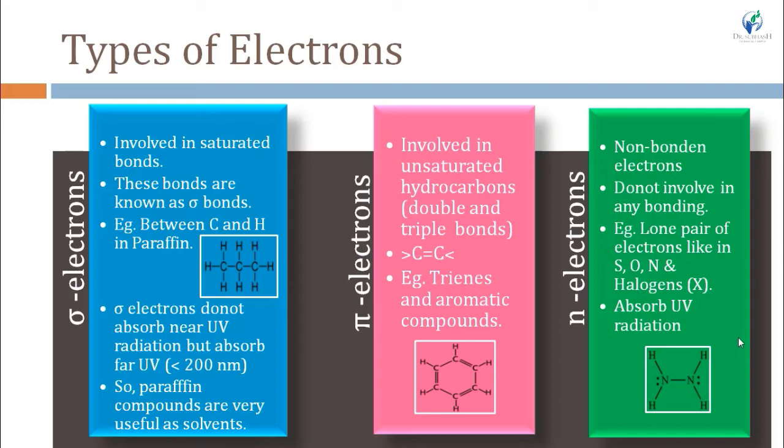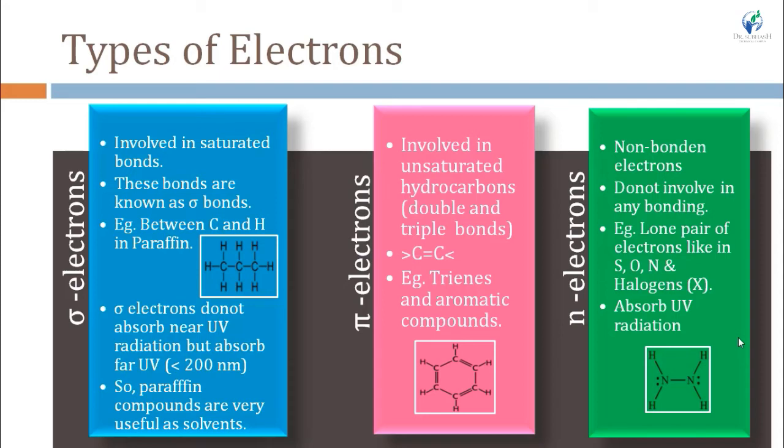And the third type of electron is n electrons, meaning non-bonding electrons, which are not involved in any bonding. Which type of electrons are not involved in any bonding? We can say that lone pairs of electrons are not involved in any bonding, and these lone pairs are present in sulfur, oxygen, nitrogen and halogens, and these valence electrons absorb UV radiation very easily.